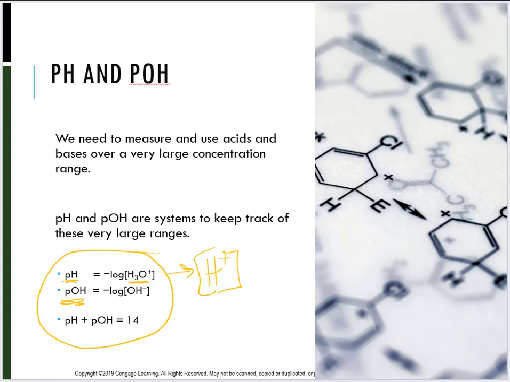pOH is taking the negative log of the hydroxide ions. And it is important to know that if we take the pH of something plus the pOH, it equals 14.